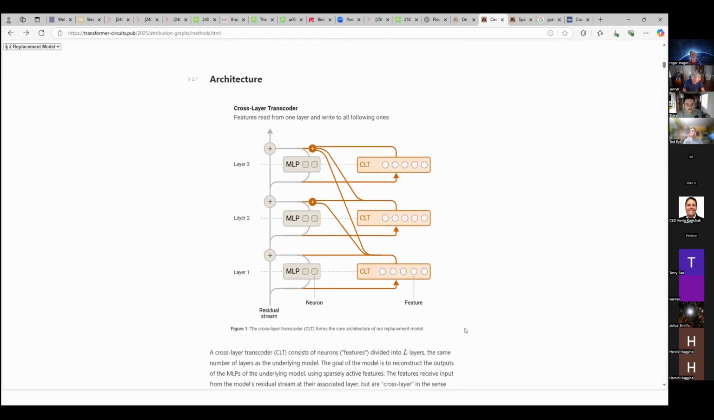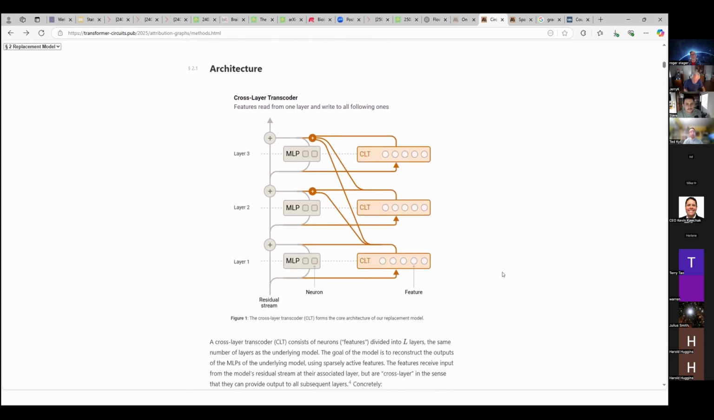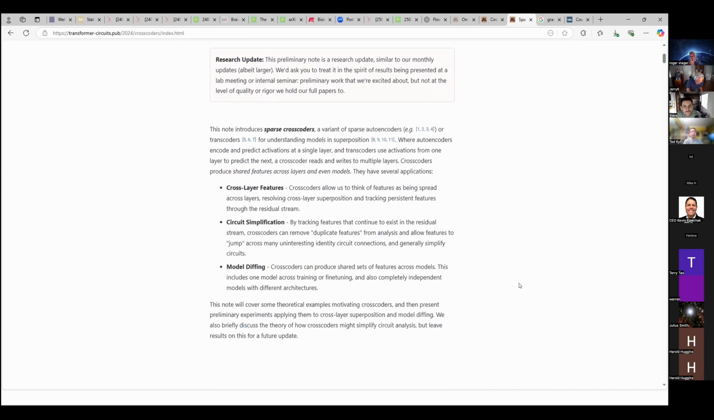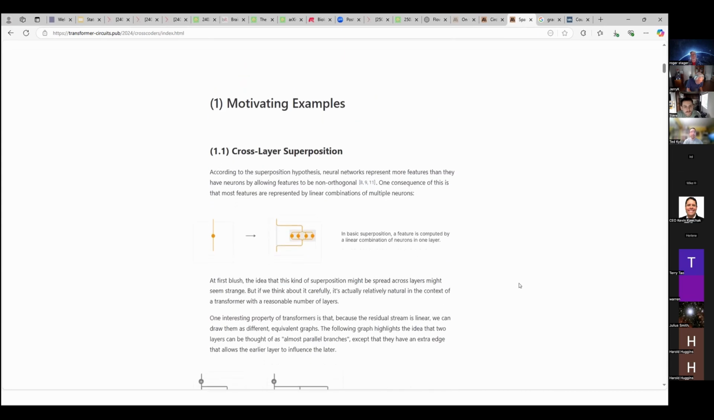So the first thing we're going to talk about here is this cross-layer transcoder. The idea of this is that we are going to build something that predicts what the output of every MLP is, given we know what the inputs of that MLP are. Okay? This is a little bit sophisticated, and this is like 2 years' worth of research that led to this particular architecture. So I think if we just take a moment and look at one of the earlier articles, they give a little bit of information.